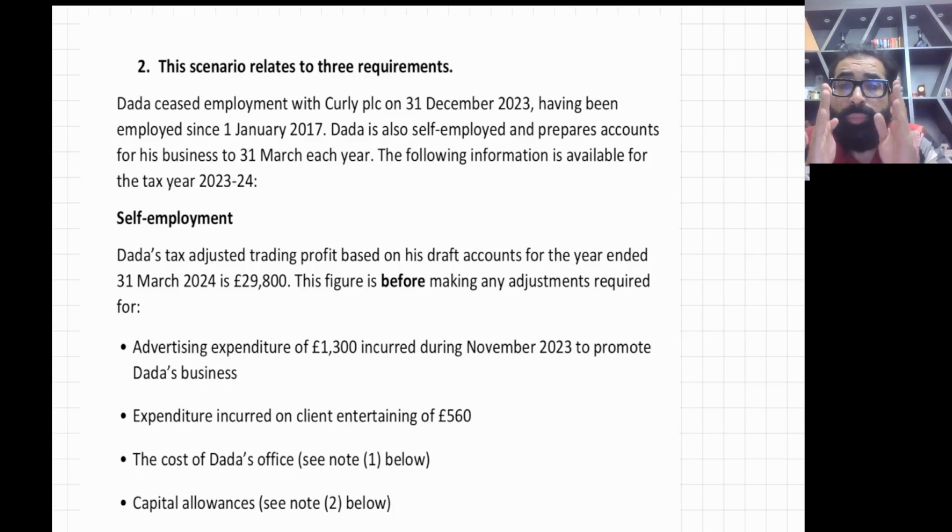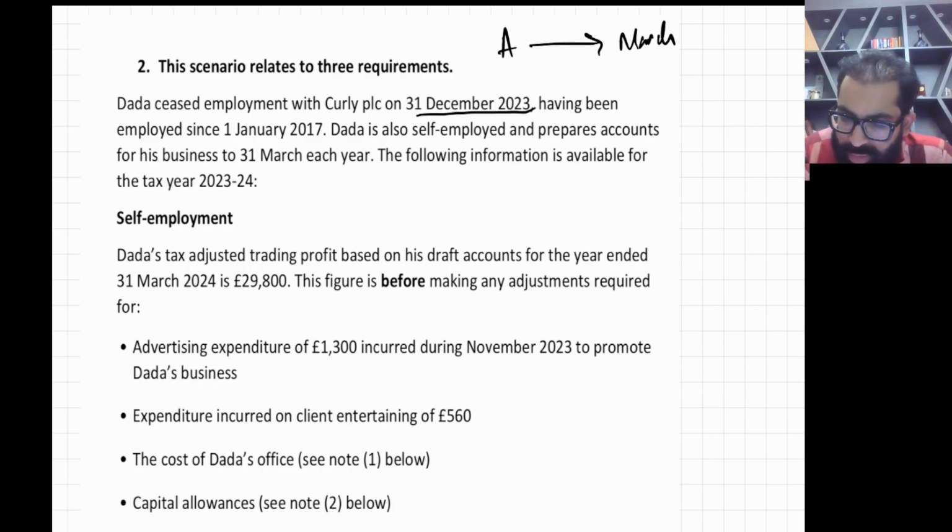Dada ceased employment, that means previously he was doing an employment job with Curly PLC until 31st December 2023. As Dada is an individual, an individual pays tax for the fiscal year, and we do the calculation of individuals for the fiscal year. The fiscal year, if we round it off, is April to March. In this April to March fiscal year, this guy did 9 months of job. He did the job till 31st December 2023.